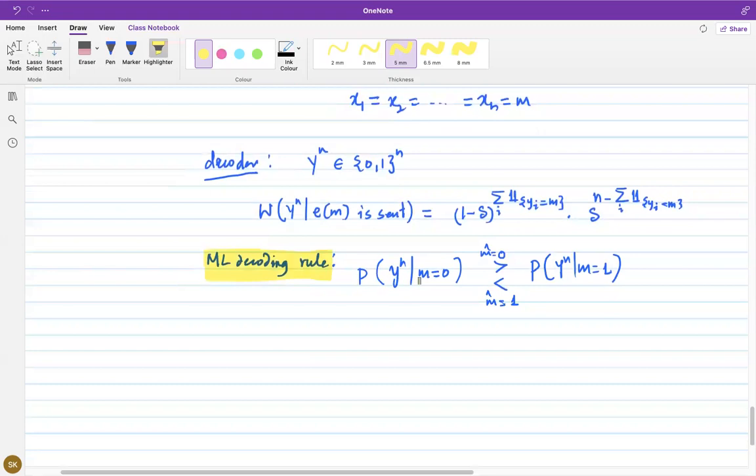These are known as the likelihoods. The value of m for which the conditional distribution, the likelihood, is maximum, you decode it to be that bit. So if m equals 0 is maximum among these two numbers, then you decode m hat to be 0, and for the other case you decode m hat equal to 1.